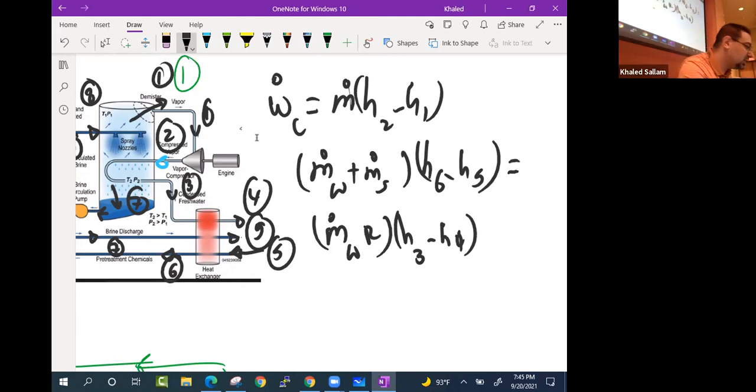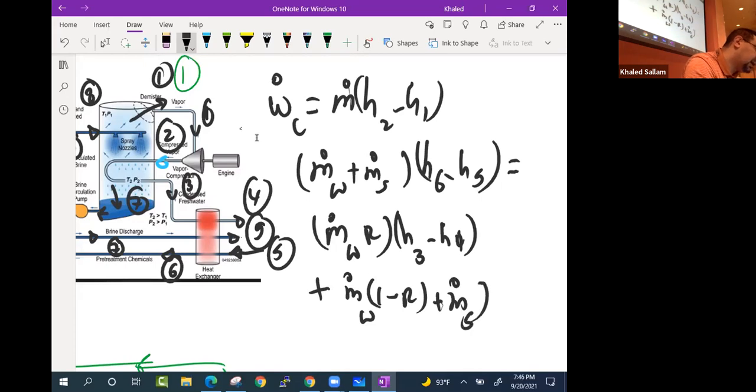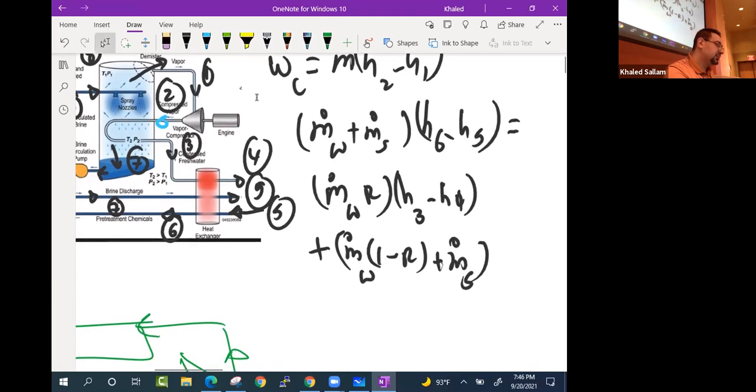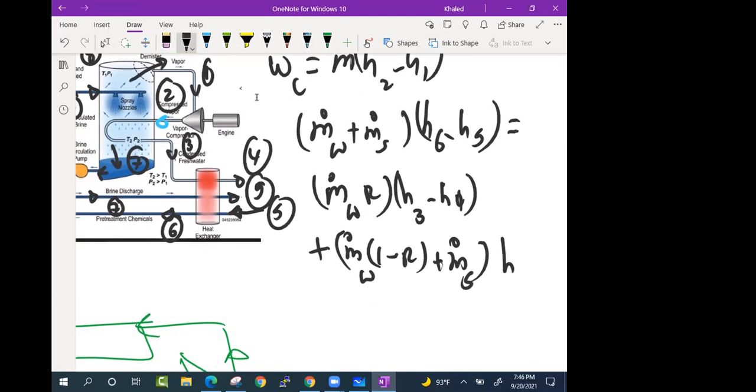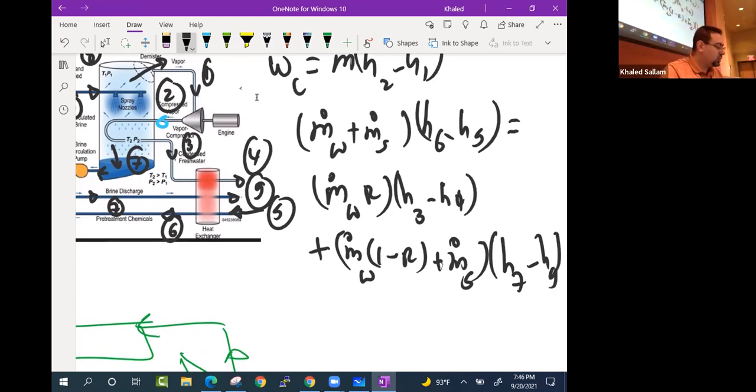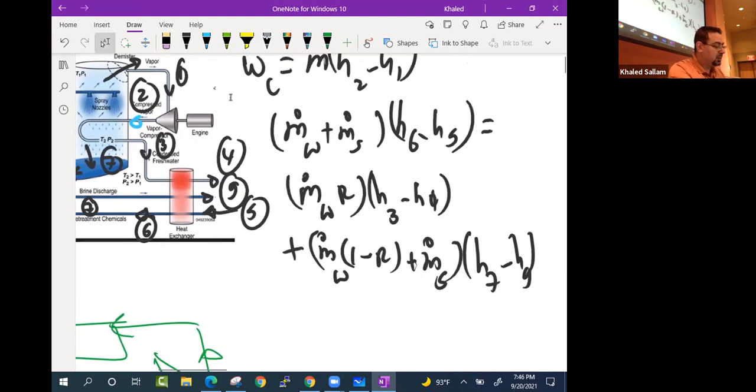But here you are basically trying to invoke your physical understanding. Here is one guy that's being heated, and here are the other two guys that are being cooled. So this is m dot water (1 minus R) plus m dot salt, that is the brine that's leaving, multiplied by H7 minus H9. Excellent. And we finished the heat exchanger equation. Yes.